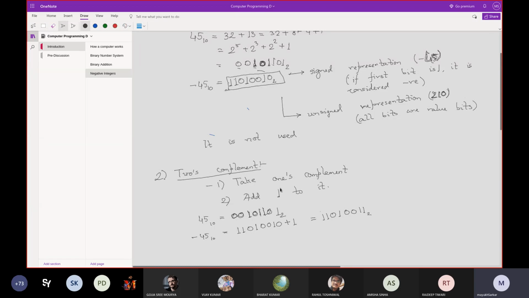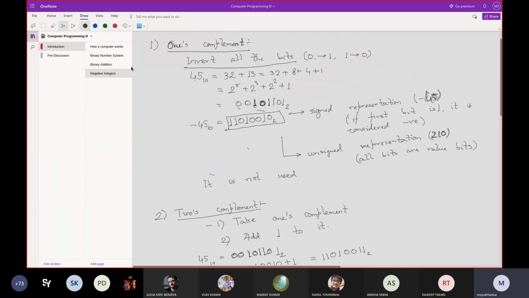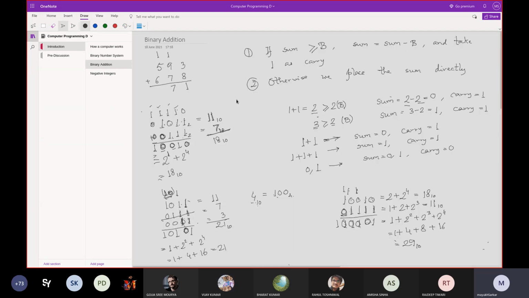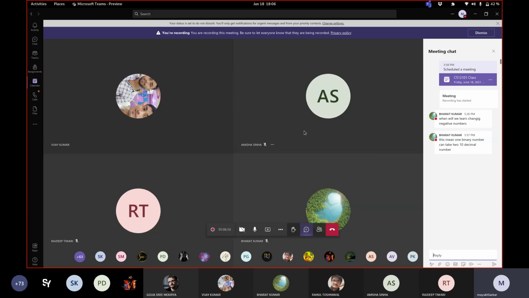Any other query? This will be our discussion in the next class, 2's complement, and why 1's complement is avoided and 2's complement is used in today's, in fact, every electronic device. Any other query other than this? Because we'll discuss 2's complement in the next class.